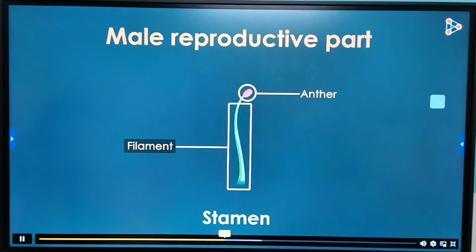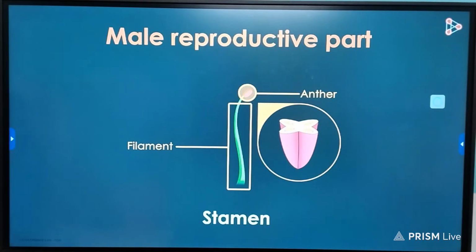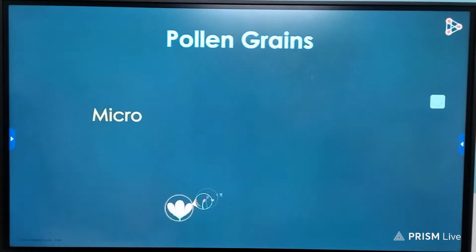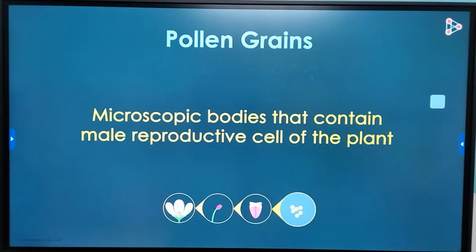The filament helps in holding this bag firmly. And what is the function of the anther? It's the bag that holds several pollen grains inside it. Now what are pollen grains? These are the microscopic bodies that contain male reproductive cells of the plant.